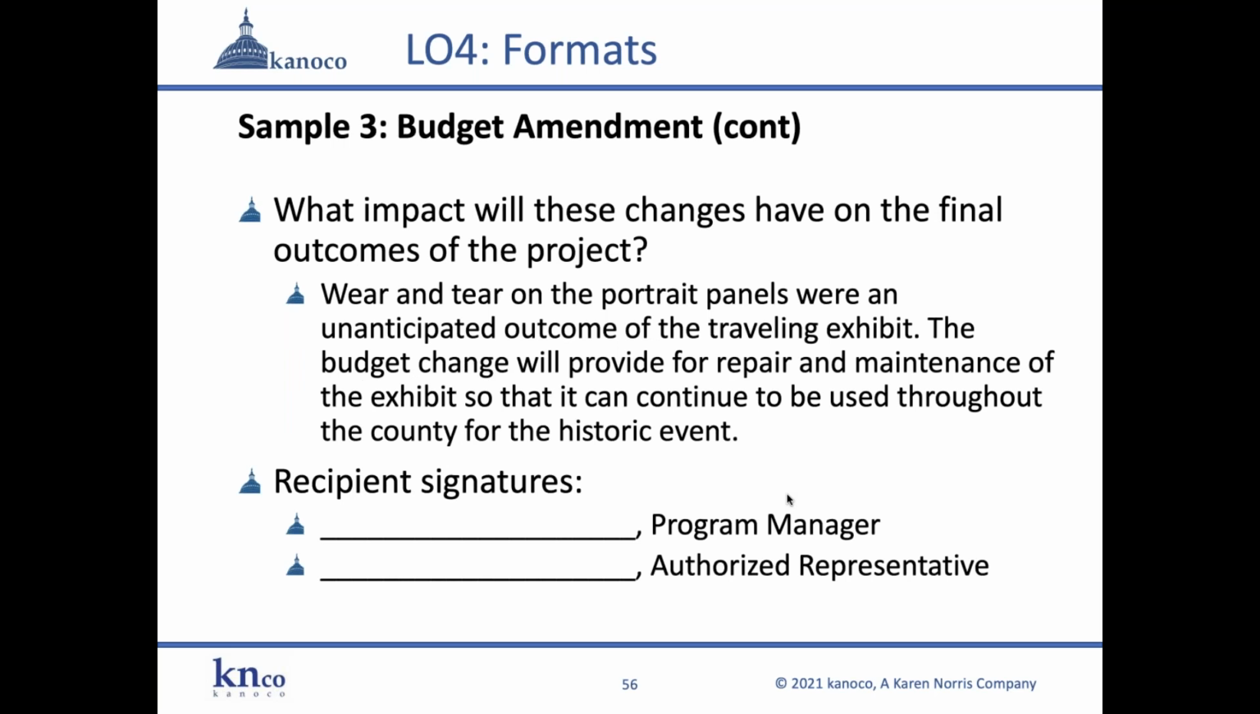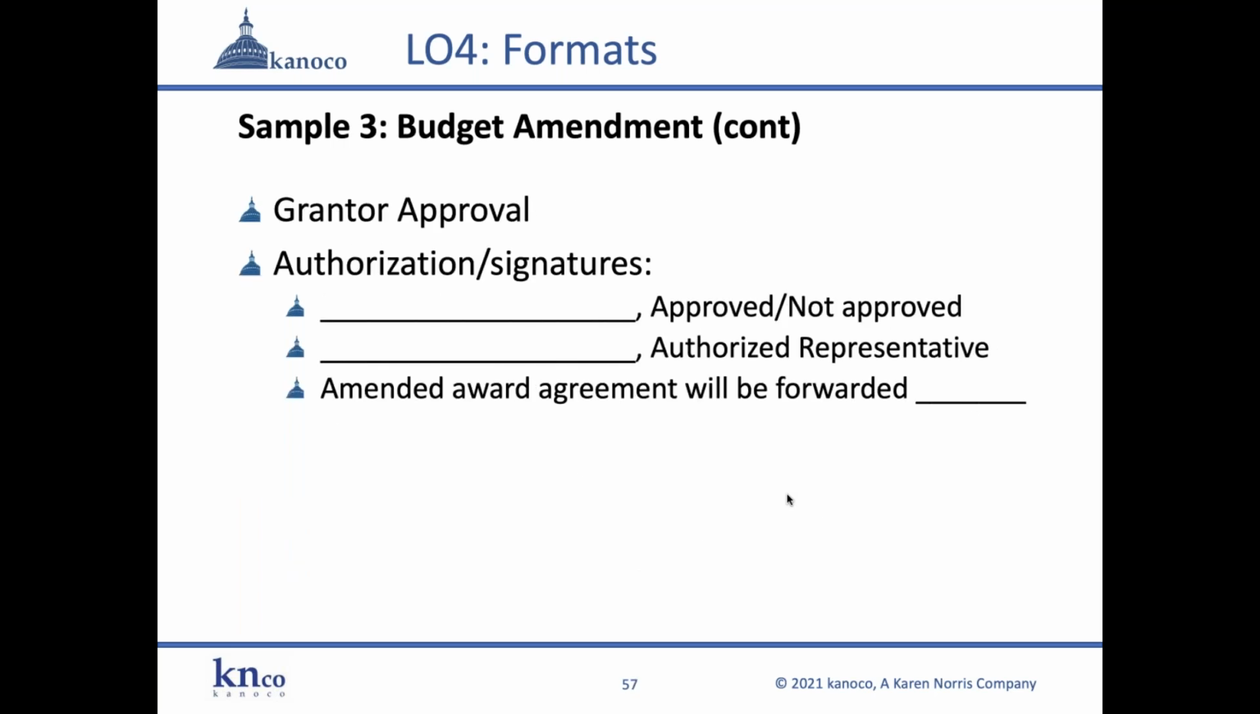So, what impact will these changes have on the final outcomes of the project? The wear and tear on the portrait panels were an unanticipated outcome of the traveling exhibit. The budget change will provide for repair and maintenance of the exhibit so that it can continue to be used throughout the county. And then there are the approval signature lines with a note, and the amended award agreement will be forwarded on such and such a date.